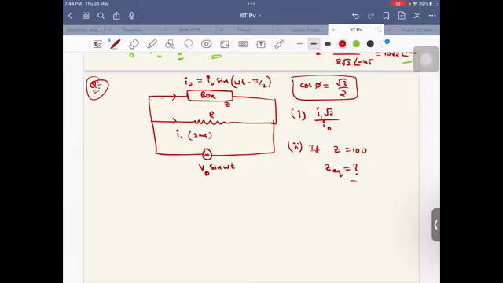Sir, is that cos phi for the whole circuit or only for the box? No, the whole circuit. The power factor of the circuit is root 3 by 2.